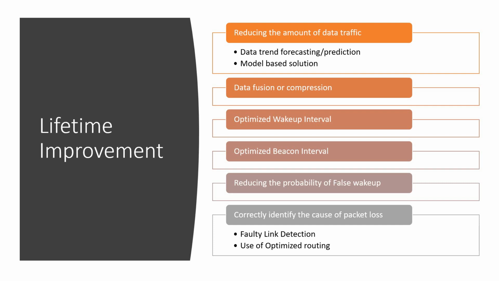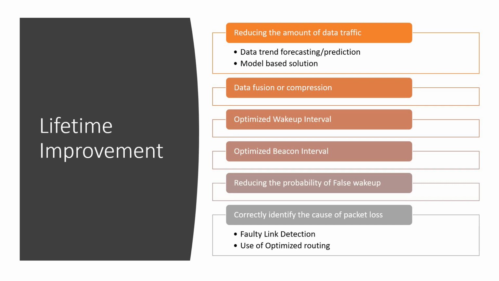The first one is reducing the amount of data traffic. So how can we reduce the amount of data traffic? We can predict or forecast data trend. For example, if we know that these devices are deployed in a volcano, and we know that only during this time we need to read the data, because this is the time throughout the year or maybe throughout the month when something might happen, then we can forecast that we only have to be alive during that time. The rest of the time we can sleep. So this is one way to reduce the amount of data traffic.